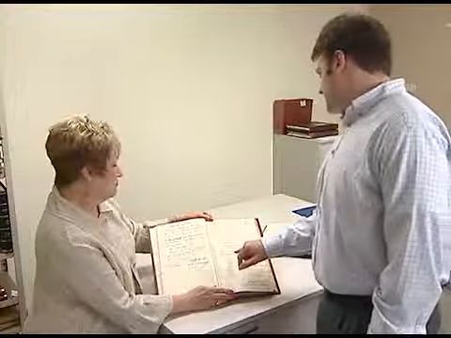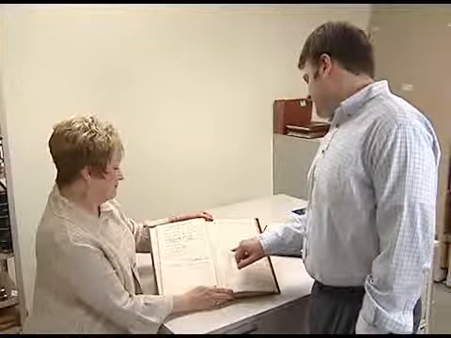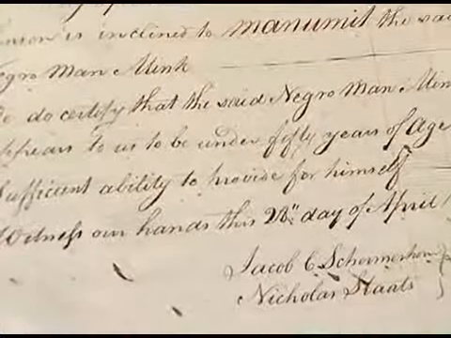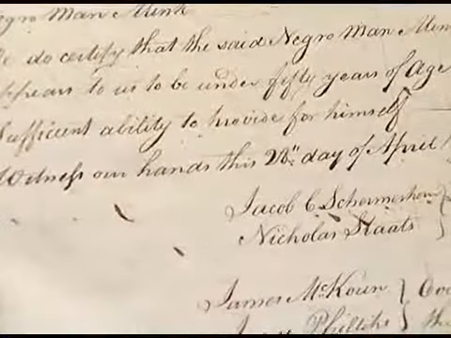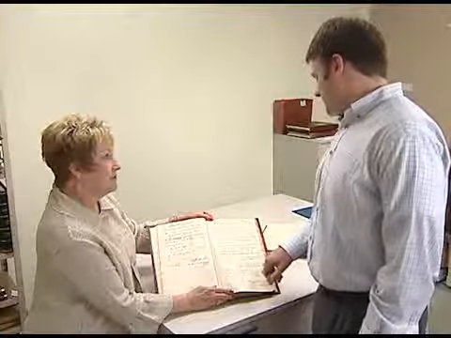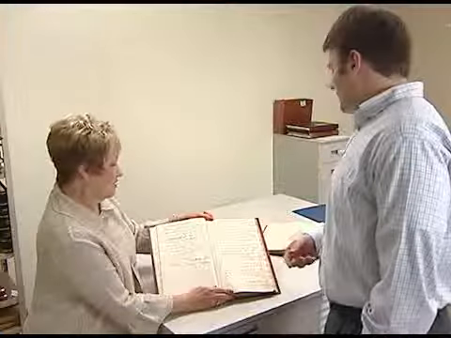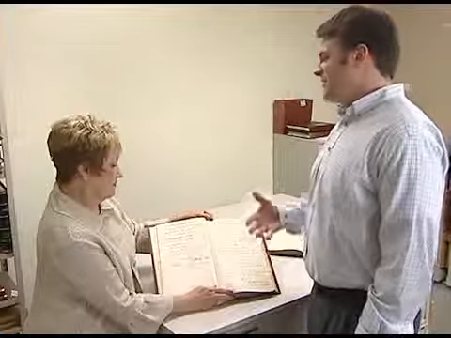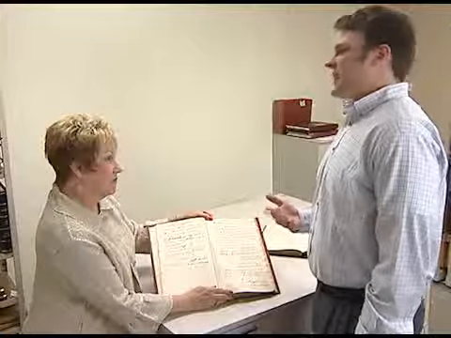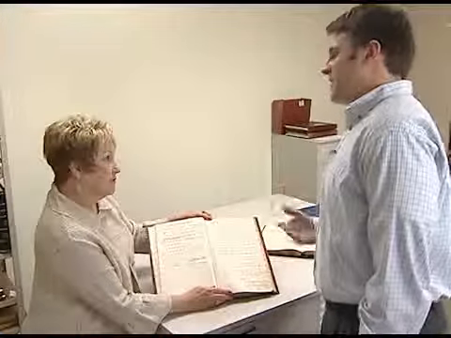It's interesting, too, the conditions of manumission here, that he be under 50 years of age and have the sufficient ability to provide for himself. And I noticed as you were talking that the two overseers of the poor of the town also signed off on that. So probably indicating the fact that they had to verify that he could sustain himself as an individual free man.